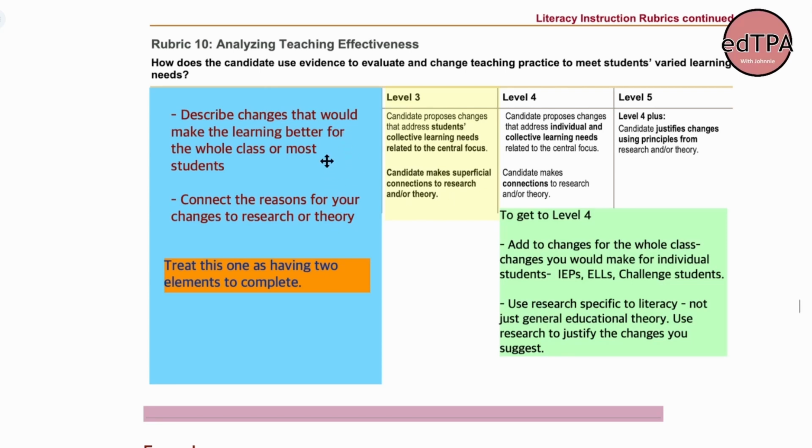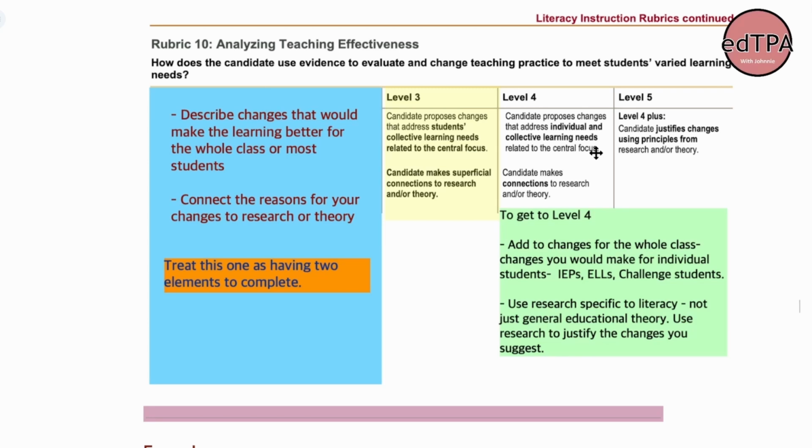The 2 necessaries, describe changes that would make the learning better for the whole class or most students. And then follow with connect the reasons for your changes to research or theory. Treat this one as having 2 elements to complete. To take it to level 4, candidate proposes changes that address individual and collective learning needs related to the central focus. Candidate makes connections to research and or theory. So notice the differences. 3 is about collective learning needs, which means whole class. Level 4 is whole class and individual learning needs.